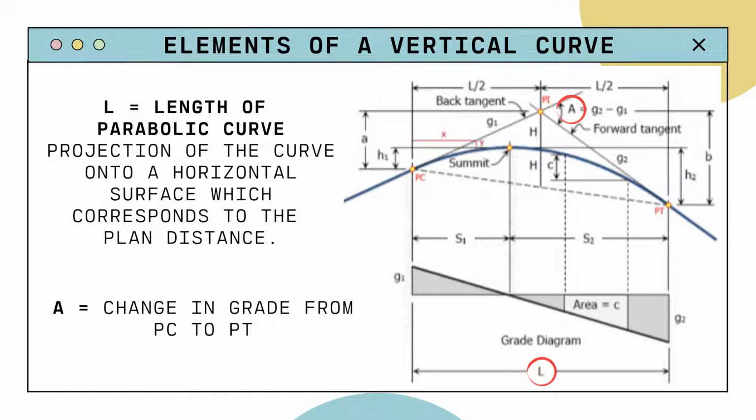So alongside L, the length of the parabolic curve, we also have A, and A stands for the change in grade from PC to PT. Notice in the topmost portion of the diagram, I labeled that A, which stands for G2 minus G1 if you look at the lower portion of the diagram. Since it is the change in grade from the point of curvature to the point of tangency, basically the back tangent and the forward tangent with the grade limits, you get the area. And the area will correspond to A. We'll actually learn more about that later in the formulas and their derivation as we discuss it. So yeah.